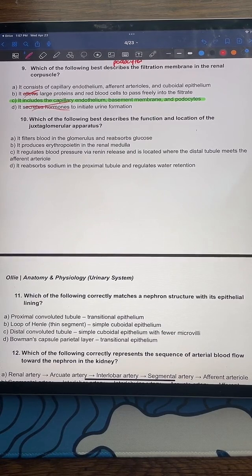What is the meaning of "juxta"? Like juxtaglomerular, that's essentially just meaning like a region.